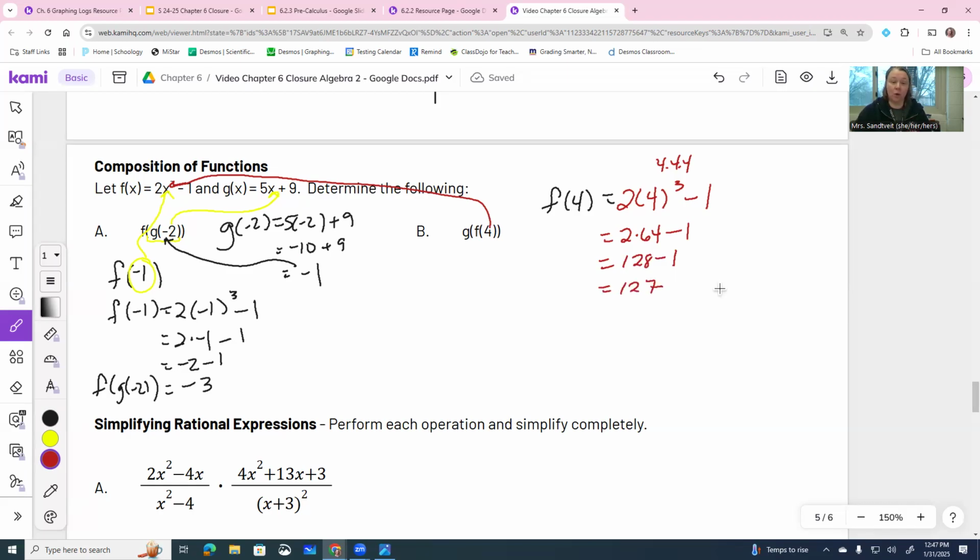So that's f of 4, but I want g of f of 4. So I need g of 127. So now I'm going to take 127 and put that into rule g in place of the x. So 5 times 127, and then add the 9, you should be getting 644. So g of f of 4, when you start by putting 4 into f and then that answer into g, was 644.